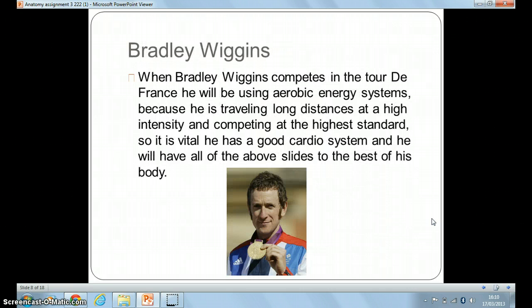Bradley Wiggins. When Bradley Wiggins competes in the Tour de France, he will be using aerobic energy systems because he is travelling long distances at a high intensity and competing at the highest standard. So it is vital he has a good cardio system, and he will have all of the above slides to the best of his body.